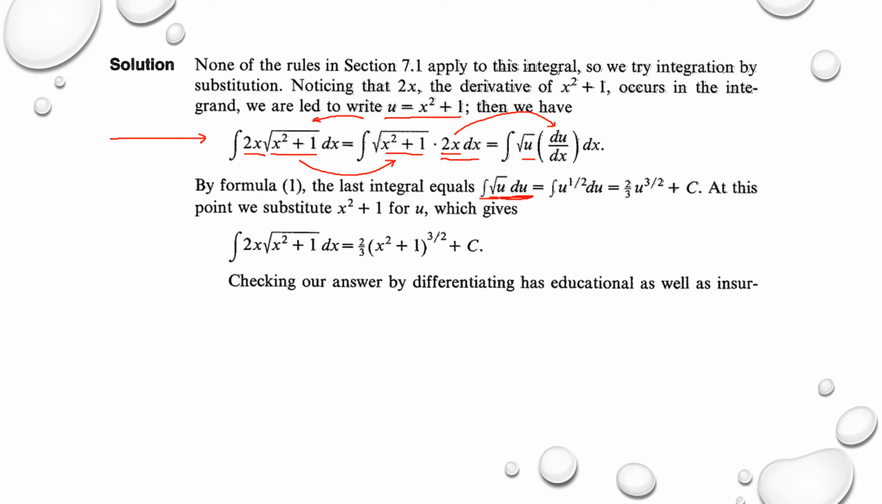and the power rule allows us to write it as, but our question is in the form of x. We will go back to x by backward substitution. We will write u as x square plus 1 and obtain this final result.